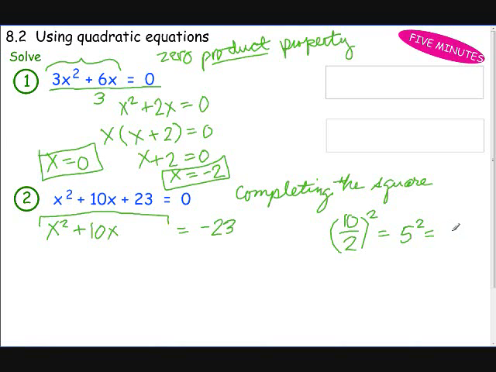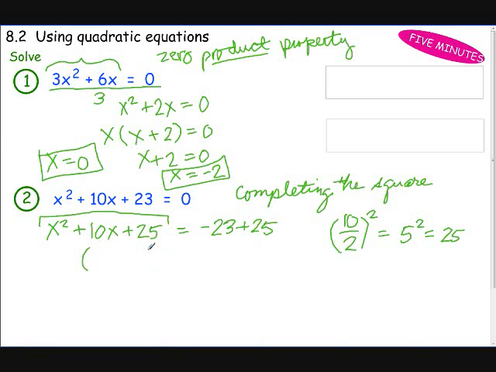So I'm going to have 25 is what I need to add here. I add 25, and I immediately put my equation out of balance. It's no longer true. I better remember, and it's so easy to forget, better remember to add 25 to the other side at the same time.